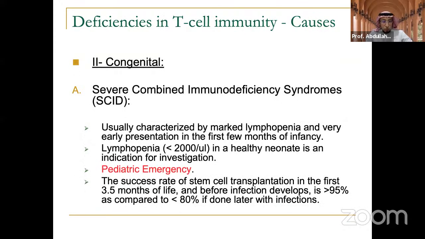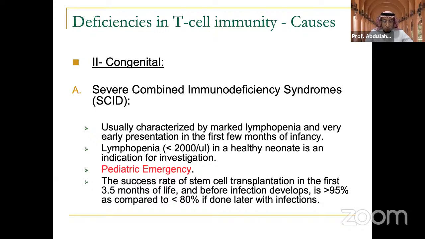Congenital, the most severe form is called severe combined immunodeficiency syndrome, SCID. It's usually characterized by marked lymphopenia. Usually the total lymphocyte count would be low, but more importantly, T cells themselves would be low. CD3 count would be usually less than 300 by definition.